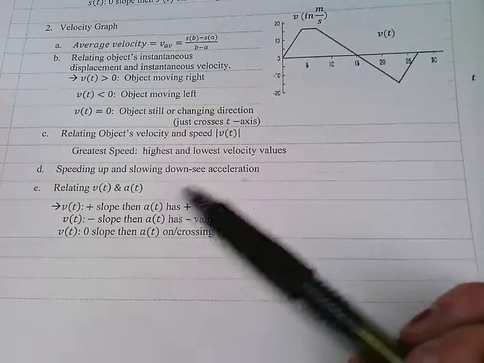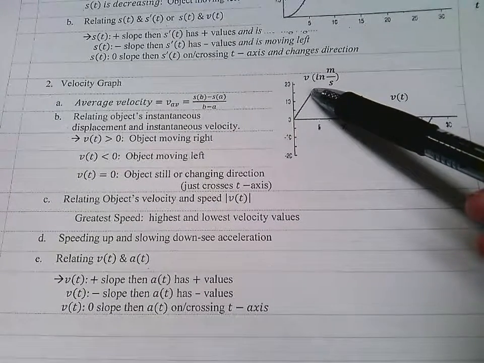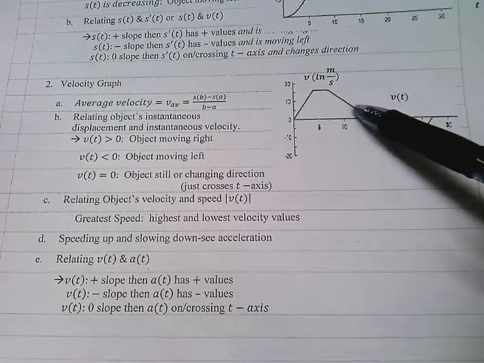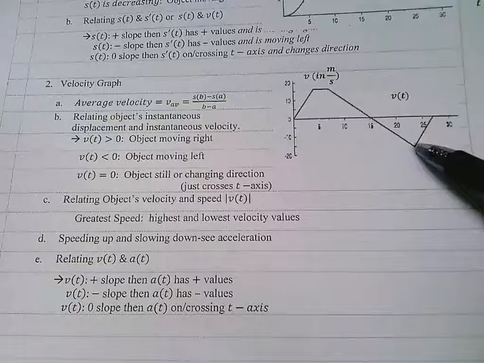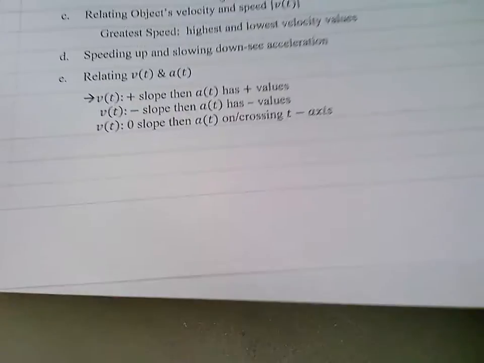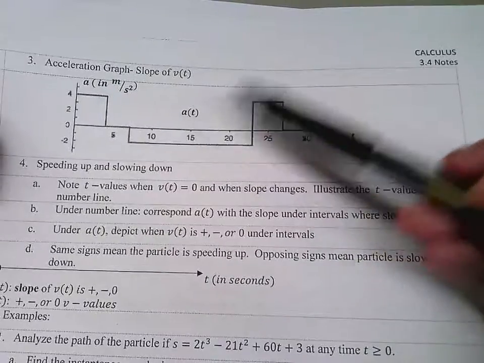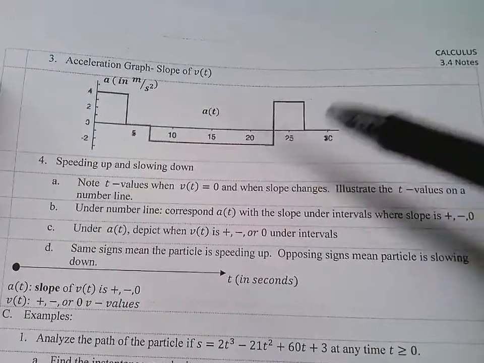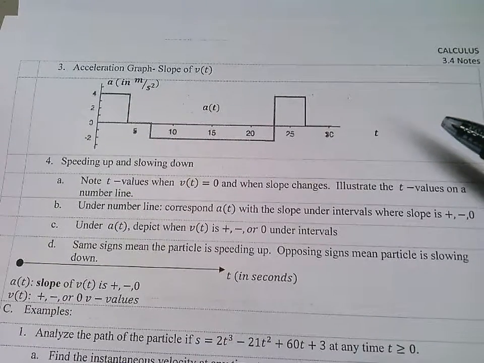Okay, relating v of t and a of t. A positive slope means acceleration is above the x-axis. It's 0 right here because the slope is 0. Now acceleration is below the t-axis, and then it crosses at 0, and now it's above the t-axis. The acceleration graph, I already drew that on the other one. Speeding up and slowing down: when the signs of velocity and acceleration are the same, it's speeding up. When they are opposite, it's slowing down.